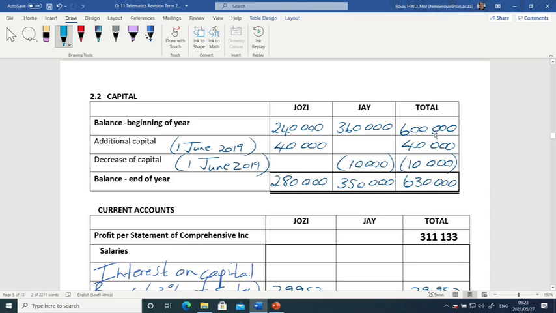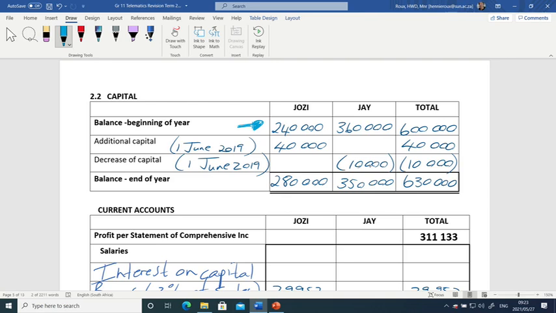Then if you read through the information under D, you will see that on the 1st of June, Josie increased her capital by 40,000. And Jay decreased his capital by 10,000. And the important sentence there is, these changes were not taken into account because they gave you these balances at the beginning of the year.